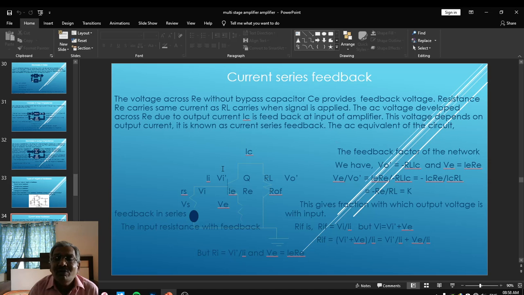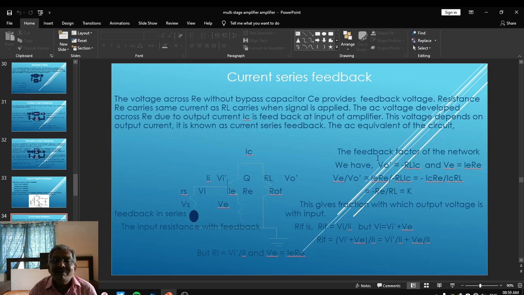Here what we did, we have neglected the biasing network and we have grounded VCC directly to the ground, by the definition of AC analysis, which we have studied in the analysis of amplifier in the last topic. By that particular aspect, we derived this particular circuitry from the previous circuitry. With these particular parameters, we can find the feedback factor of the network.